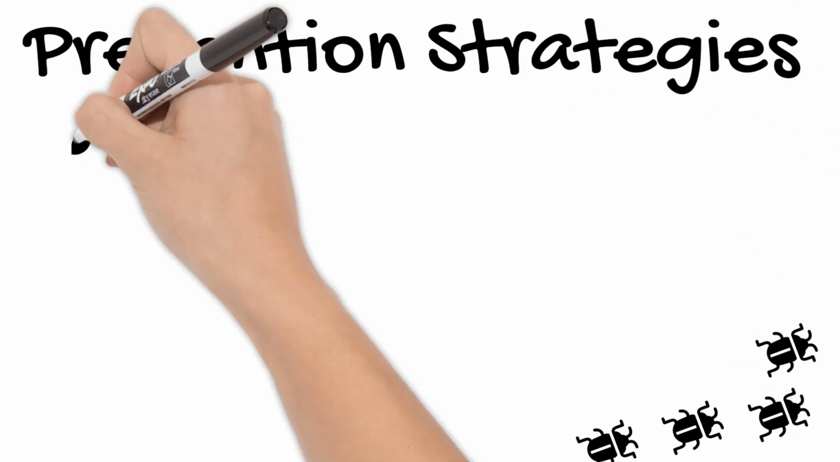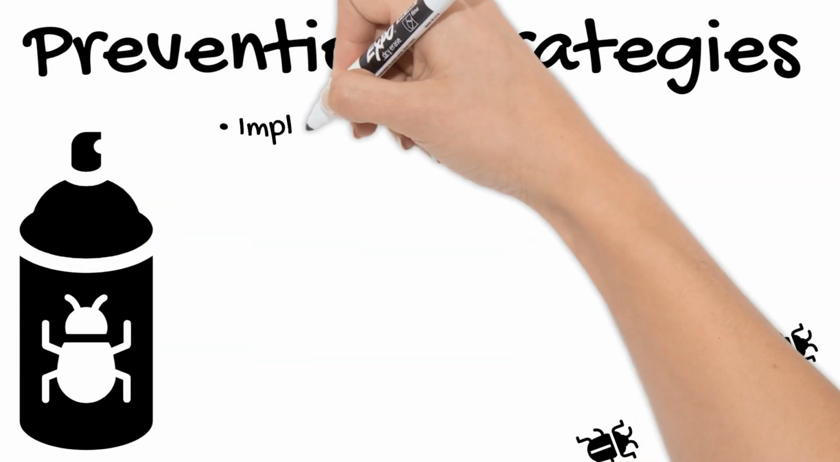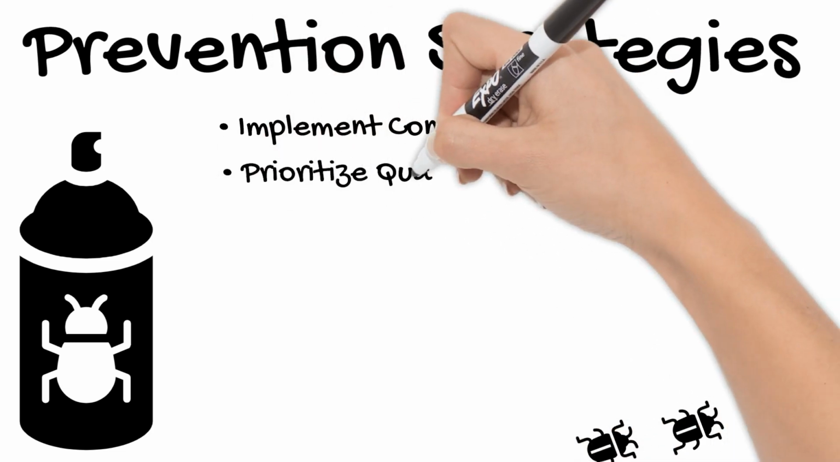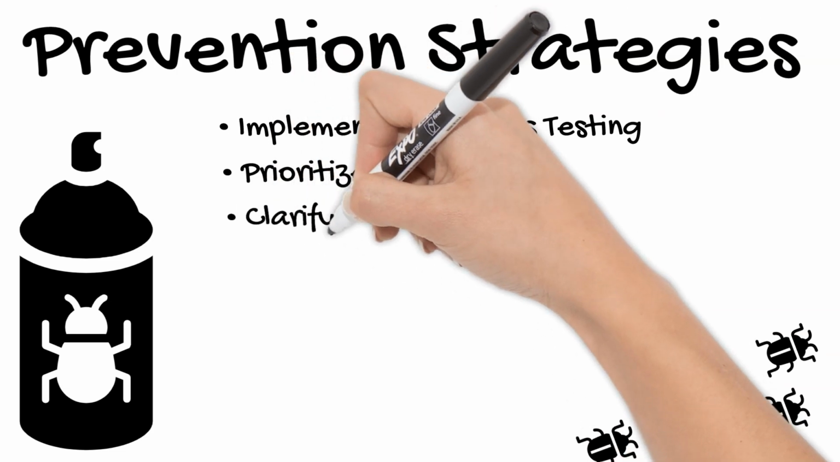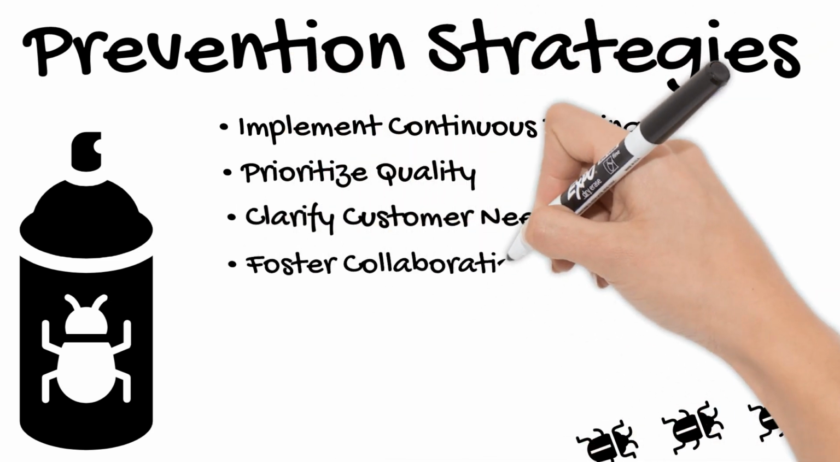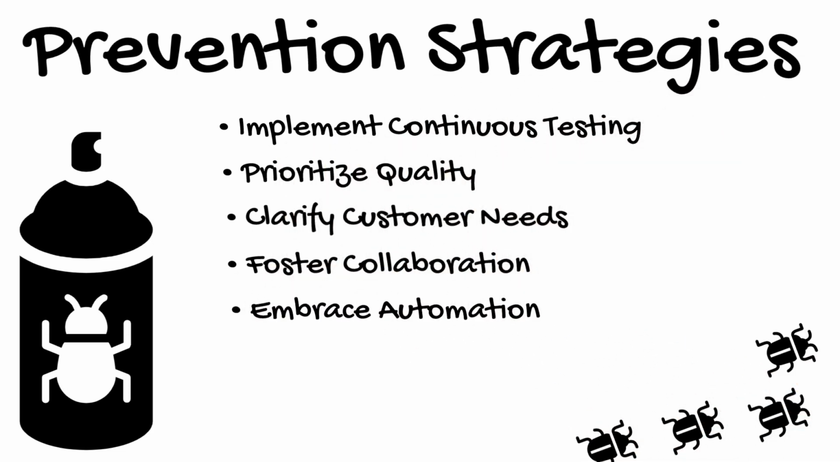Now let's explore strategies for preventing and addressing escape defects. Integrate testing throughout development to identify and address defects early. Prioritize quality from the onset and allocate sufficient time and resources for testing and validation. Ensure user stories are clear, concise, and well-defined to minimize misunderstandings and misinterpretations.